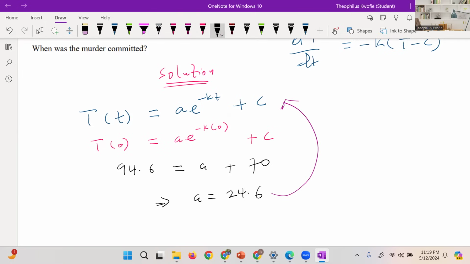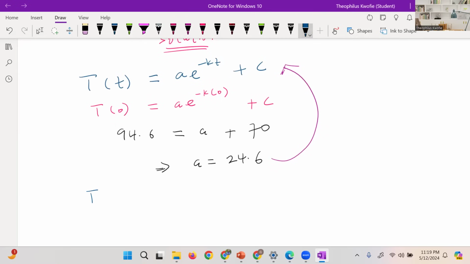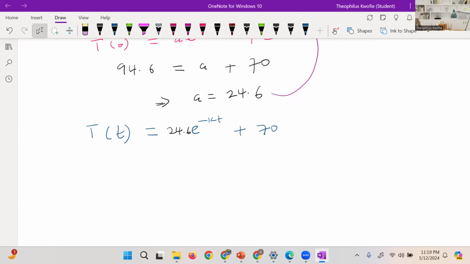All right. So if that's the case, it means we can just plug this back into the main general solution, right? So our big T of t equals A multiplying e to the power minus Kt plus C. Already we know our A, so let's plug it back. Our A is what? 24.6. But our C, we also know our C to be what? To be 70. Is that okay? So now we have our general solution as this. We can say it is the general solution because we have not also found our K. So we can still have it this way.